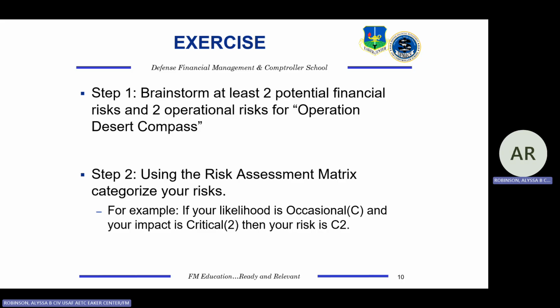I have provided 2 different documents in Canvas. One has the risk assessment matrix. I have provided 6 different places for potential risks. I'm only asking that you do 2, but if you think of others, you can add up to 6. At least make sure you do at least 2 of the financial and 2 of the operational. Your other document will be an Excel workbook that has the risk assessment matrix in it for you to categorize your risks in.